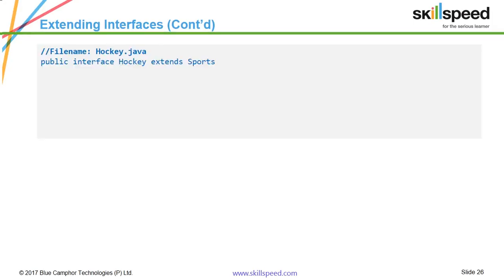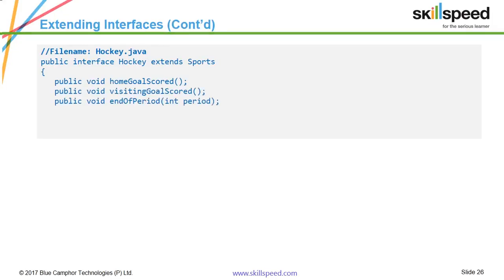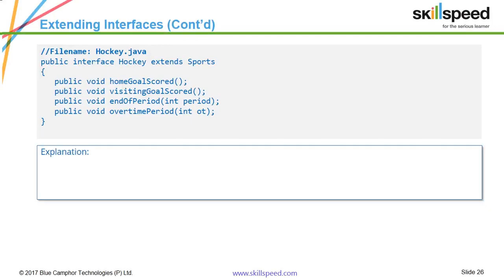And also, public interface Hockey also extends the Sports interface, and the Hockey interface contains these methods: public void homeGoalScored, public void visitingGoalScored, public void endOfPeriod(int period), public void overtimePeriod(int OT). Let us go through the explanation.